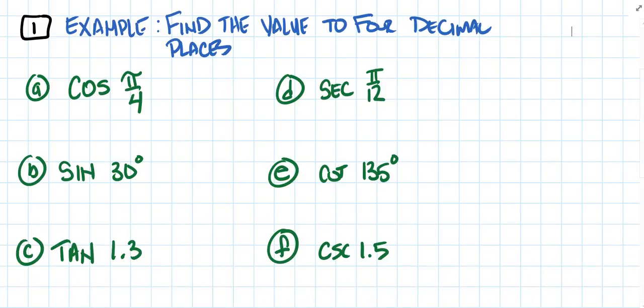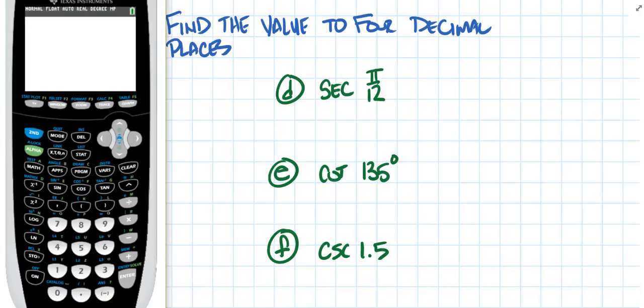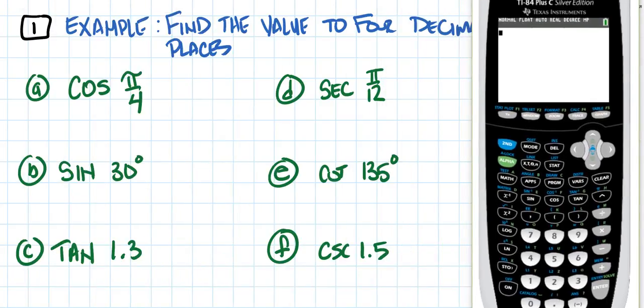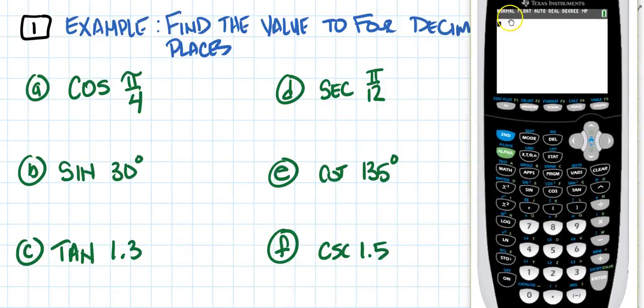Okay, so let's get our calculators out and let's show you a few things on the calculator that you need to know. First of all, your calculator has two modes. Your calculator has degree mode and it has radian mode. And this is the biggest mistake that students make if they don't understand which mode they need to be in. Take a look at example A. I'm asking for the cosine of pi over 4. Pi over 4 is a radian measure, therefore my calculator must be in radian mode.